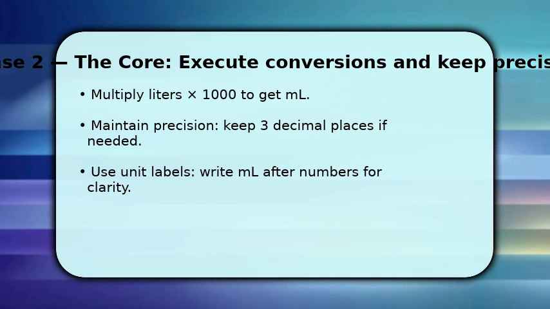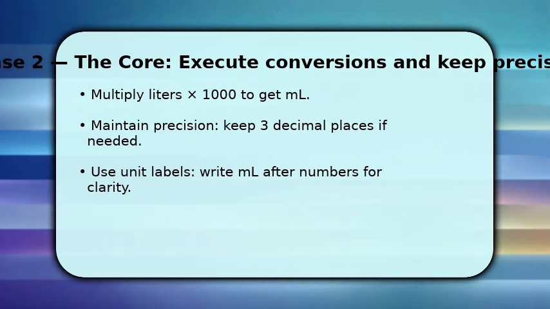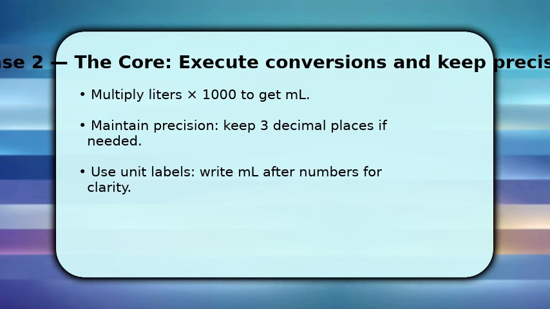Make sure to preserve precision. If measurements require 3 decimal places, keep them through the calculation and only round at the end. Once done, label every result with ml so values are unambiguous. If you're using spreadsheets, apply a simple formula and fill down to convert lists quickly and consistently.